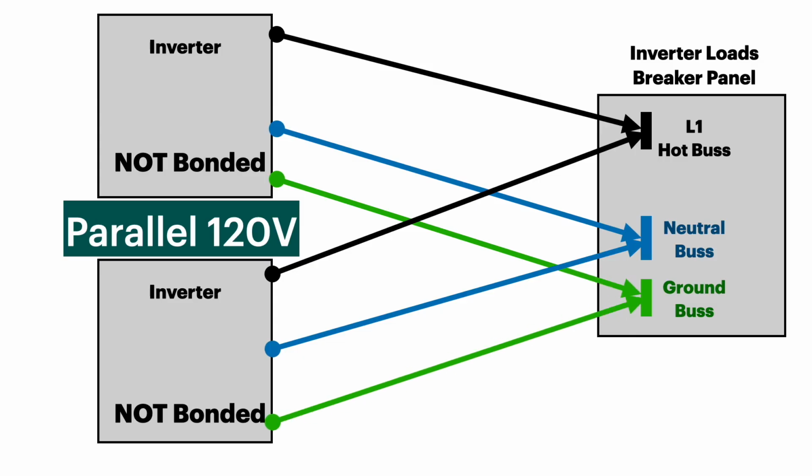Same thing with the grounds. We can come over here now and bond our neutral in the breaker panel, and we only have our one bond. We would also add our ground rod here.